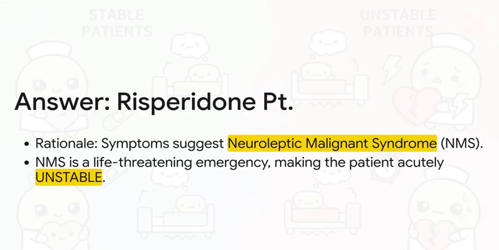The absolute no-question priority is patient number 2. That specific combination of symptoms, fever, rigid muscles, and altered mental status in a patient taking an antipsychotic should make alarms go off in your head. It points directly to neuroleptic malignant syndrome, or NMS. This is a rare but deadly medical emergency. This patient is critically unstable.